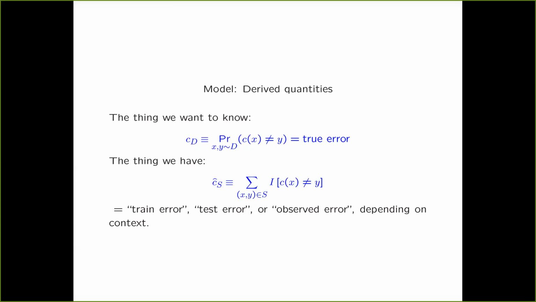This C hat sub S is a random variable. You're drawing samples from D. You get a bunch of samples. On each sample, you either have an error or you don't have an error. What is the distribution that's created? Somebody, I think, probably knows this. Let me go here.